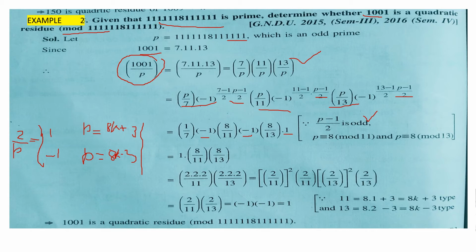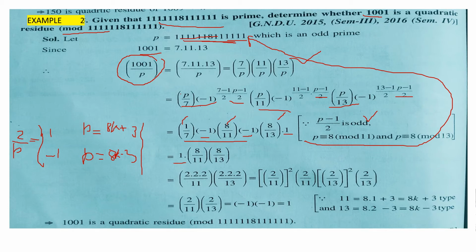When we divide p by 7, we get remainder 1, so it is 1 here. If we divide p by 11, we get 8 as a remainder, and dividing by 13, we get remainder 8. Because from here you can simply divide this number by 11, 13 and 7 and you get these expressions. So 1 by 7 is 1, so we get these two expressions after breaking into factorization.